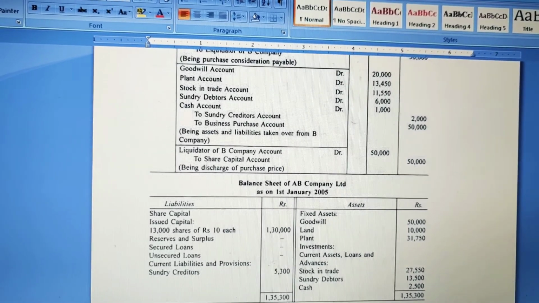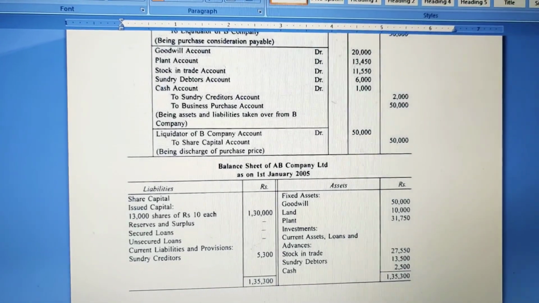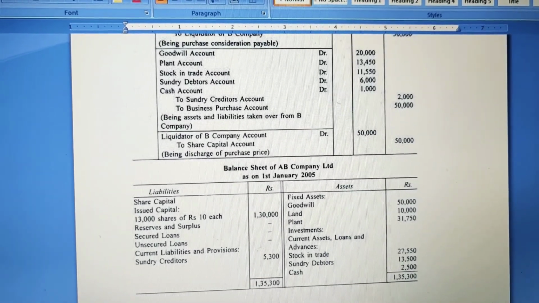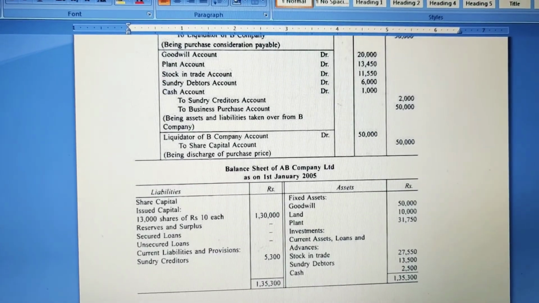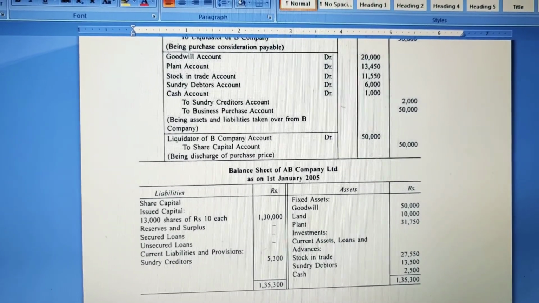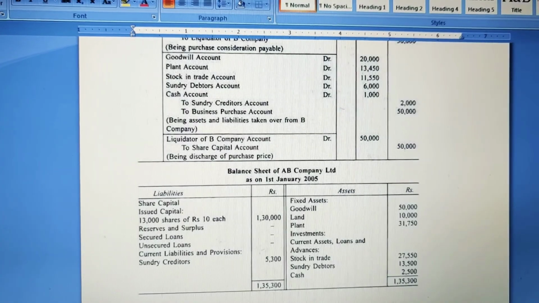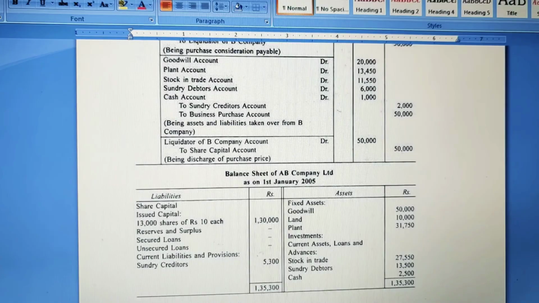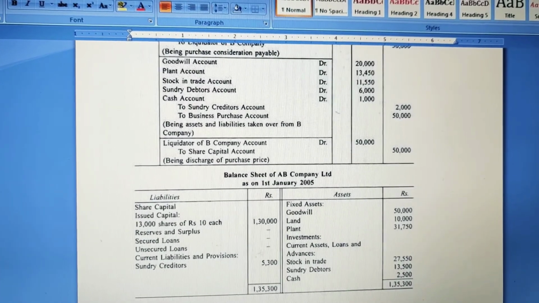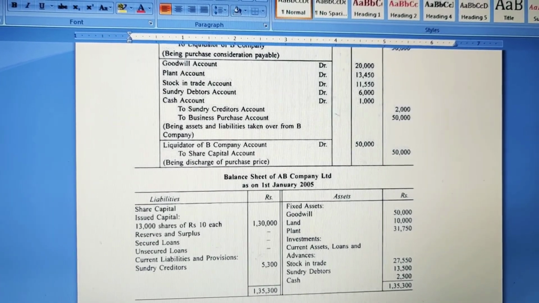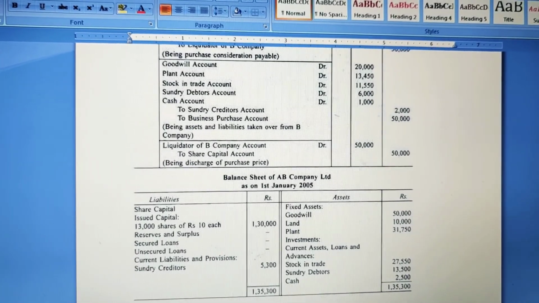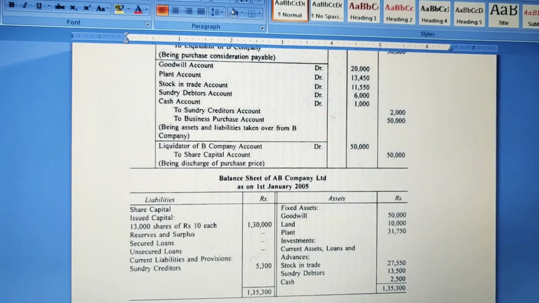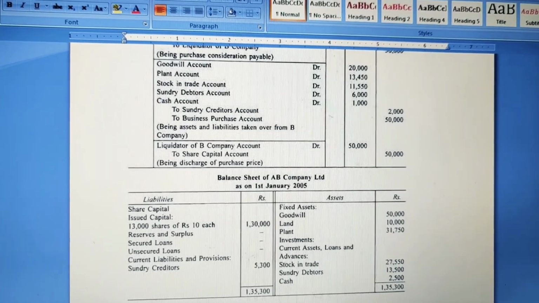Okay, share capital: how much share capital did AB company limited issue to A company and separately to B company? Just add both of these amounts and you will write the total share capital. 80,000 worth of share capital AB company limited issued to company A, and 50,000 worth of share capital AB company issued to company B. So 80,000 plus 50,000 equals 1,30,000. So 1,30,000 worth of share capital he will pass.